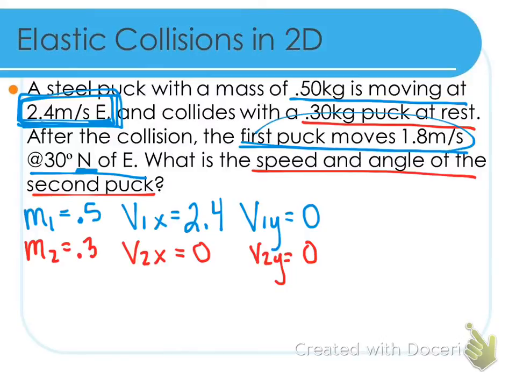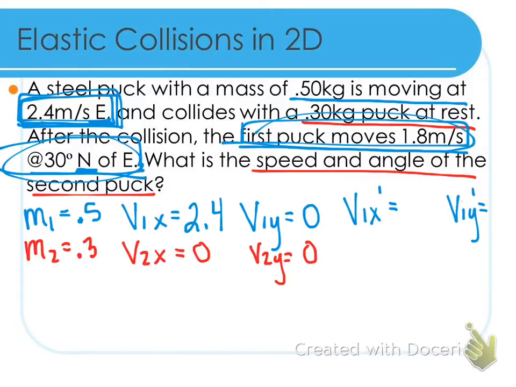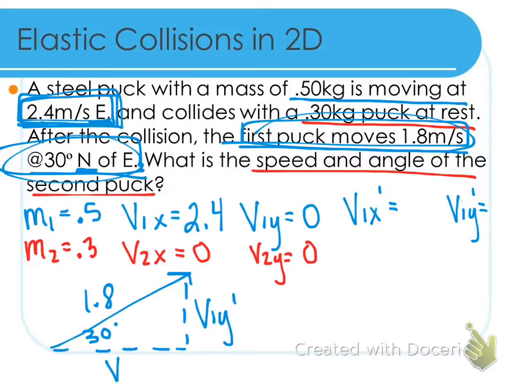The first puck moves 1.8 meters per second at 30 degrees north of east. So we need to find v1x prime and v1y prime. Okay, how can we go about doing that? Yeah, good, right? We have to draw that vector, 1.8 meters per second. This is 30 degrees north of east. So we break that vector down into its components. So this vertical side would be v1y prime. This horizontal side would be v1x prime.